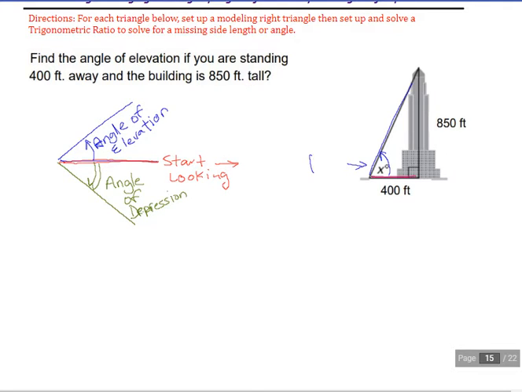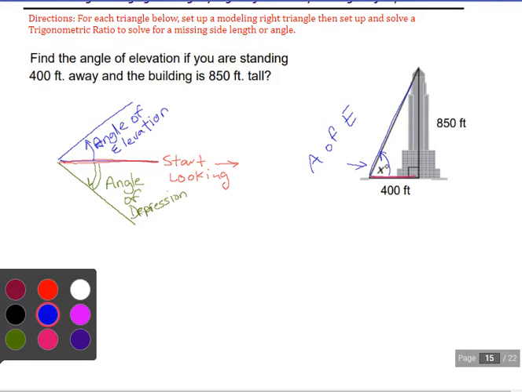Now I'm going to abbreviate angle of elevation as AE simply because my board cannot handle me writing this very much right now. Okay, well this should look super familiar. I have a right triangle, I have an unknown angle, and I have 2 side lengths. Well, guess what? We're going to do some trigonometry. In fact, we're going to do some inverse trigonometry because we don't have the angle. And so we have our angle of elevation, which is also going to be our reference angle.